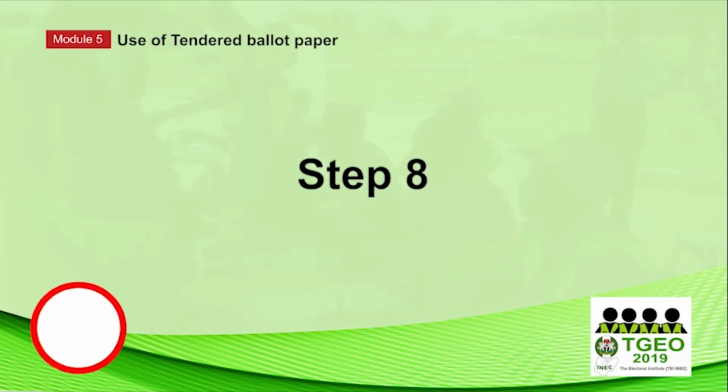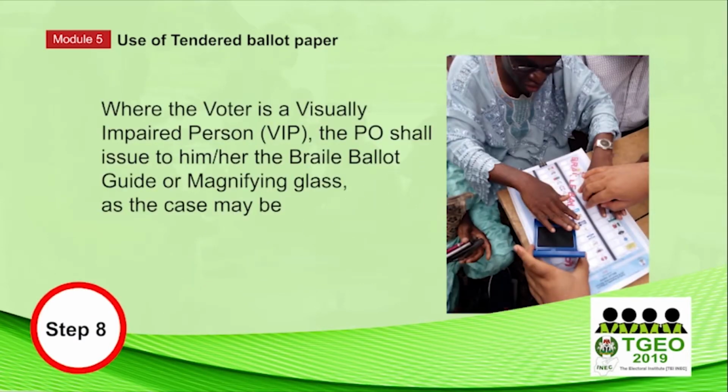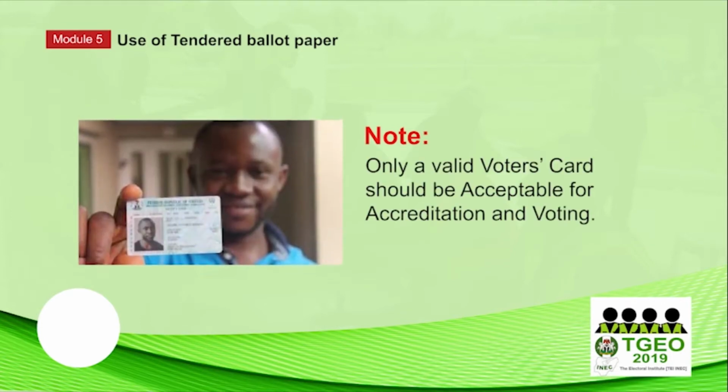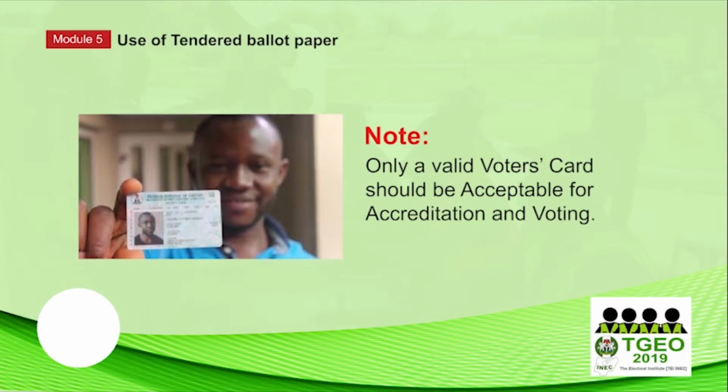Step 8. Where the voter is visually impaired, blind, VIB, the PO shall issue to him or her the Braille ballot guide, or magnifying glass as the case may be. Note: only a valid voter's card should be acceptable for accreditation and voting.